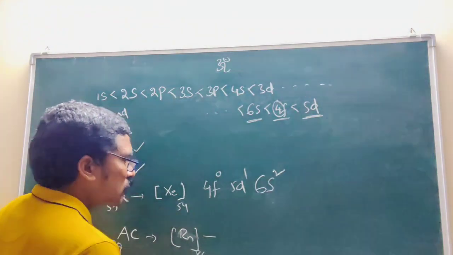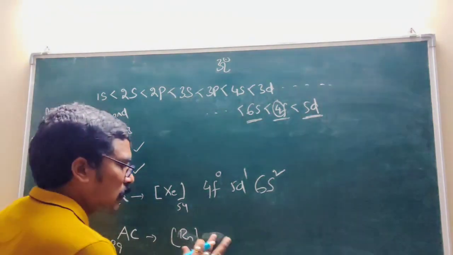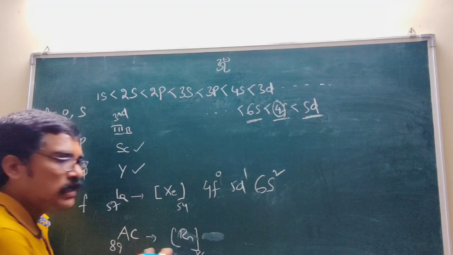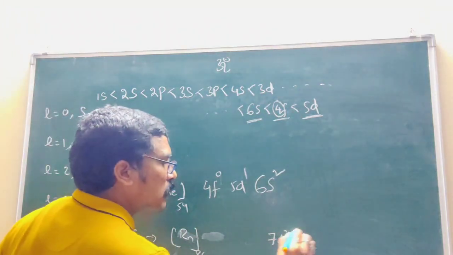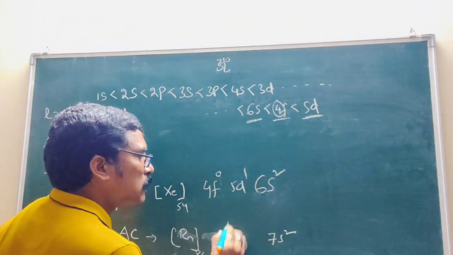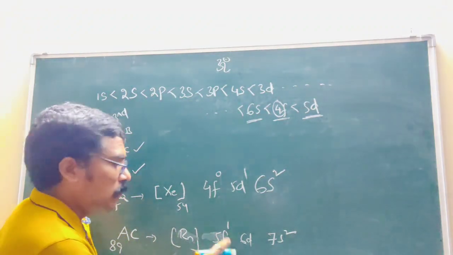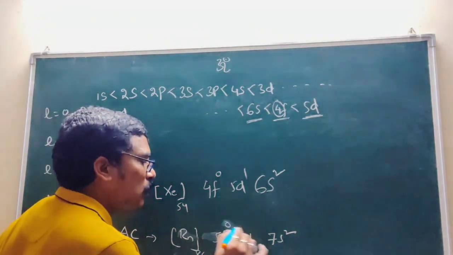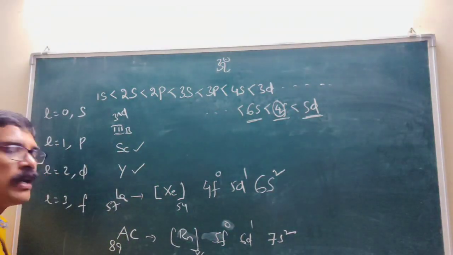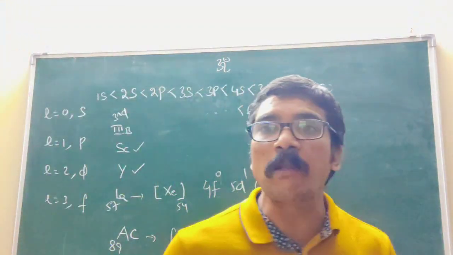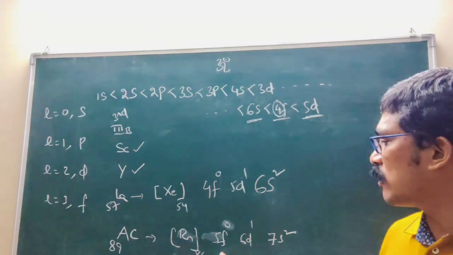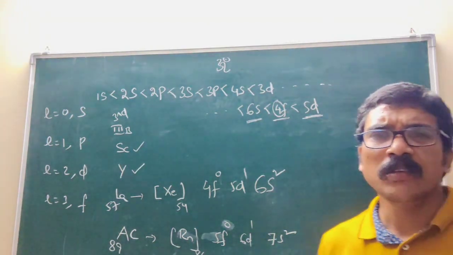Continuing from radon 86, the electron enters 7s2. Expected is 5f1, but here the electron enters 6d1. Again, actinium also belongs to the d block.